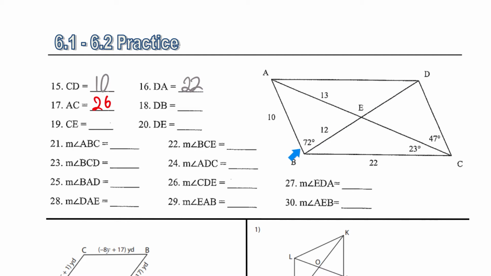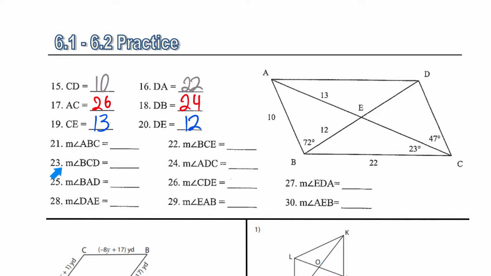And then how long is DB? It's going to be 24 because this is 12, then this is 12. And so you have 12 and 12 adding up to a total of 24. Okay, how long is CE? 13, just like this one right here. How long is DE? It's 12. Okay, we'll come back to this question in just a second.